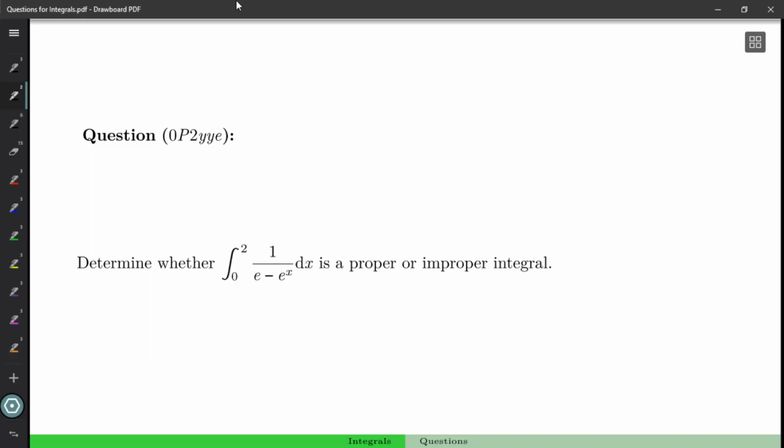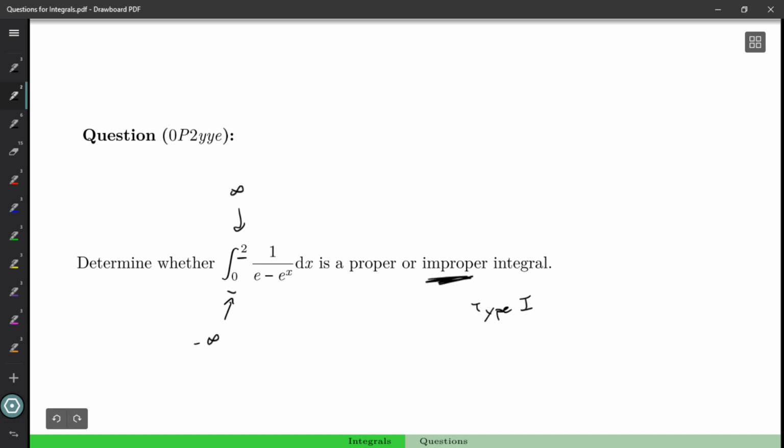Determine whether the integral from 0 to 2 of 1 over e minus e to the x is a proper or improper integral. Okay. So neither of the bounds are infinite. So it's not going to be one of those type 1 improper integrals. Remember, we've got two possibilities.